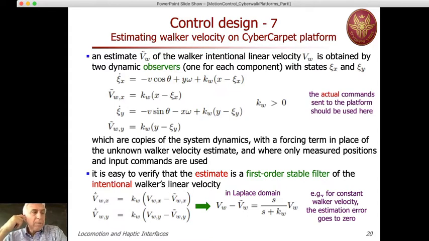a filtered version of the intentional velocity. So still you will be close to the actual intentional velocity, but in continuous time, just lagging a little bit behind. Of course, if you increase KW, then you will be closer and closer, but although this is not a direct gain that enters into the control law, still this will give rise to chattering, in particular because of the presence of noise in your commands and in your measurements, and this noise is amplified in the observer if KW is too large.